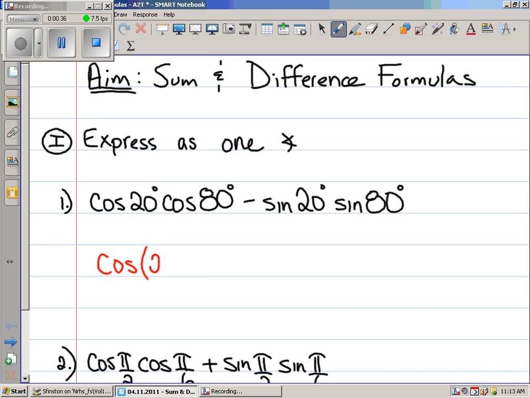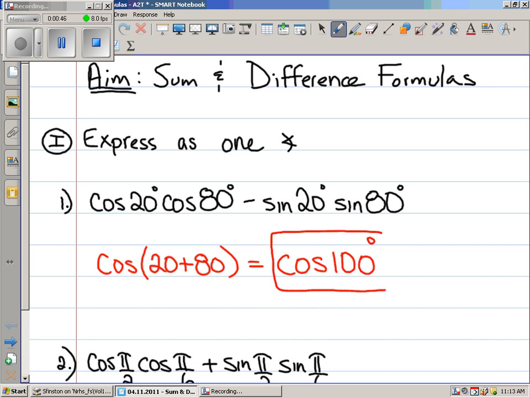So that's going to be cos 20 plus 80, which is the same thing as cos 100. Hyundai. Great cars. Okay. Anyways, that's what we do. Do you get it? Easy piece of cake.